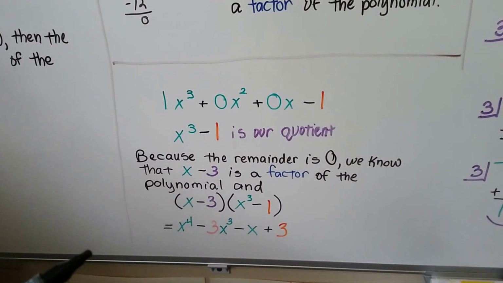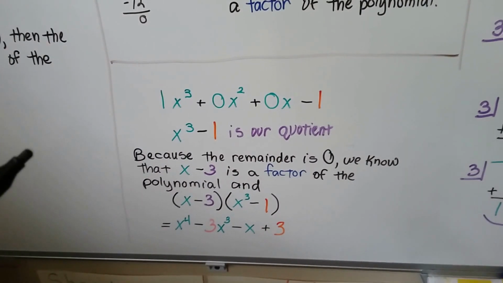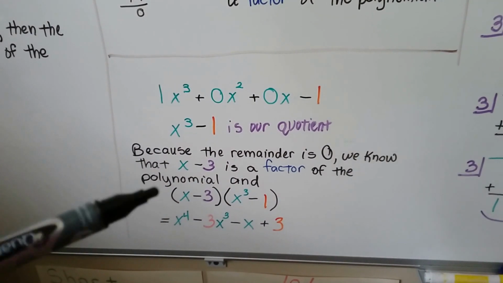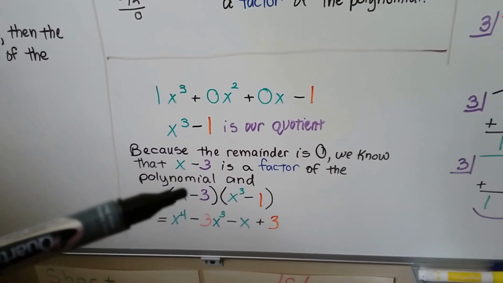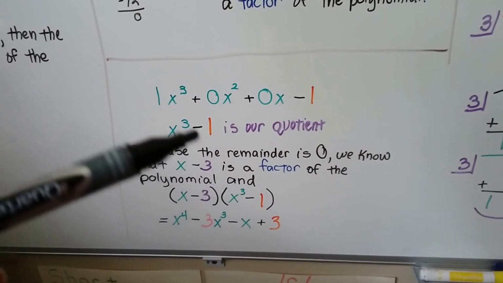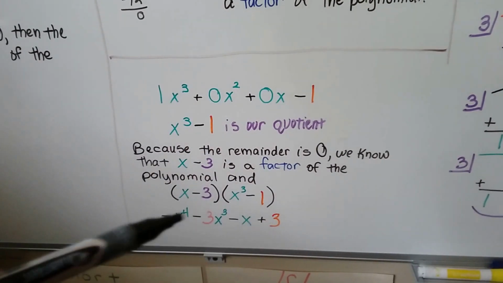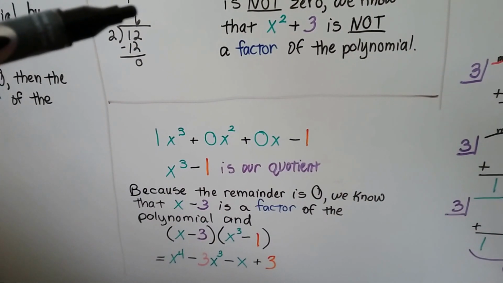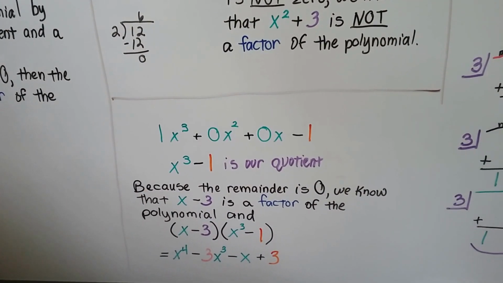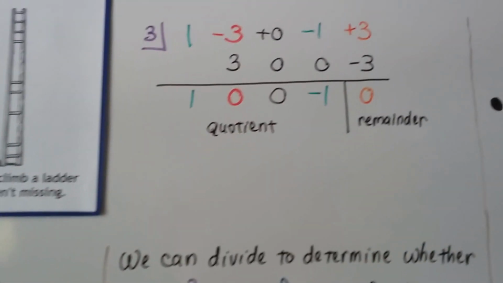Now, because the remainder is 0, we know that x minus 3 is a factor of the polynomial. And if we multiply x minus 3, the divisor, times x to the third minus 1, our quotient, we're going to get our polynomial. Just like if we multiplied 2 times our quotient 6, we'd get our 12, right? Now, when you get really good at synthetic division, it'll look like this.